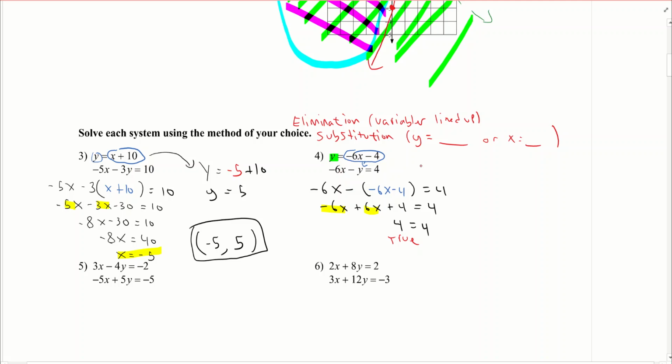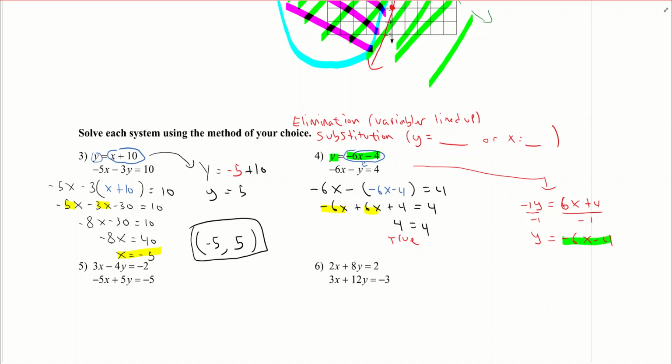If we add 6x to both sides, I will get negative y equals 6x plus 4. And then if I divide both sides by negative 1, right, this is like a negative 1 here, I'm trying to get y by itself, then I'll get y equals negative 6x minus 4. So I want you to look at that, negative 6x minus 4, and what this other equation is. It's also negative 6x minus 4.